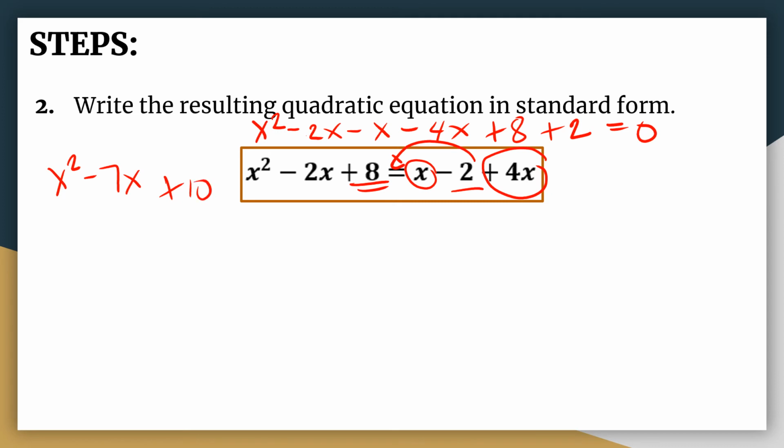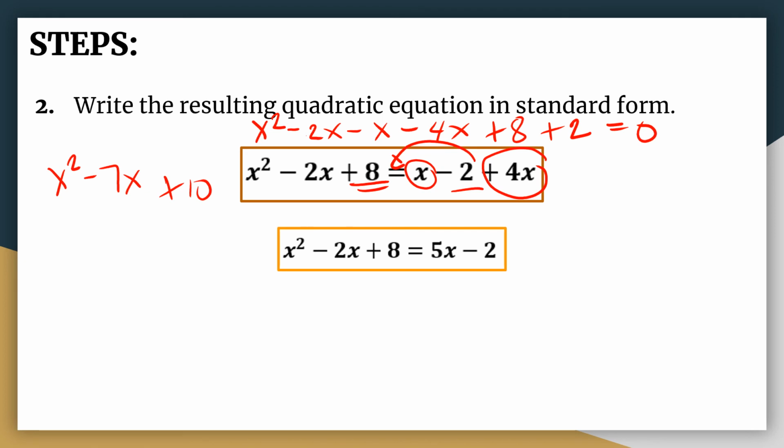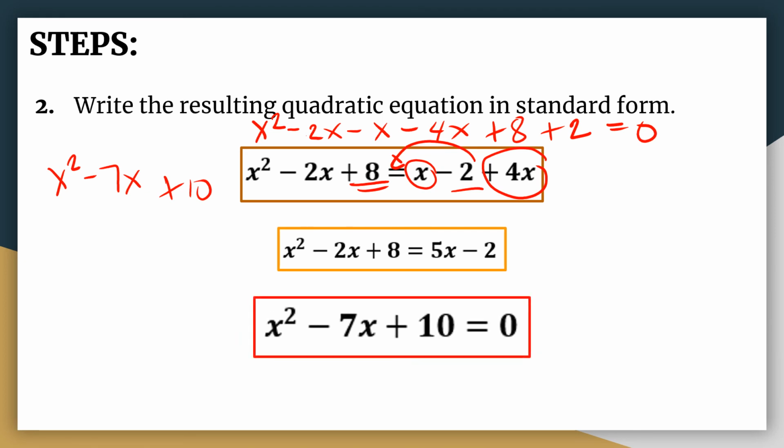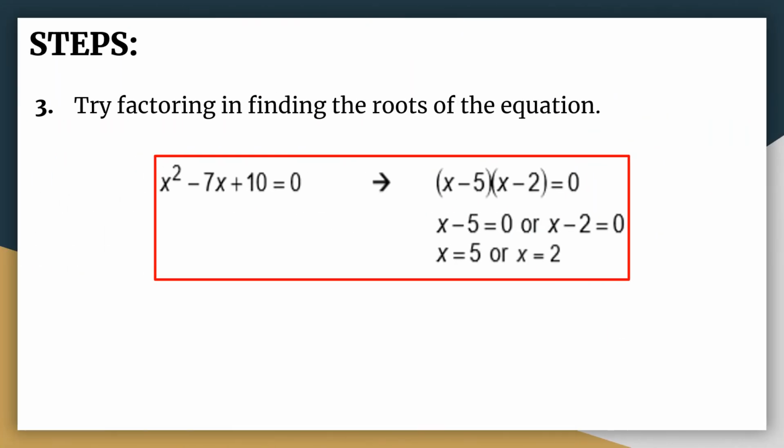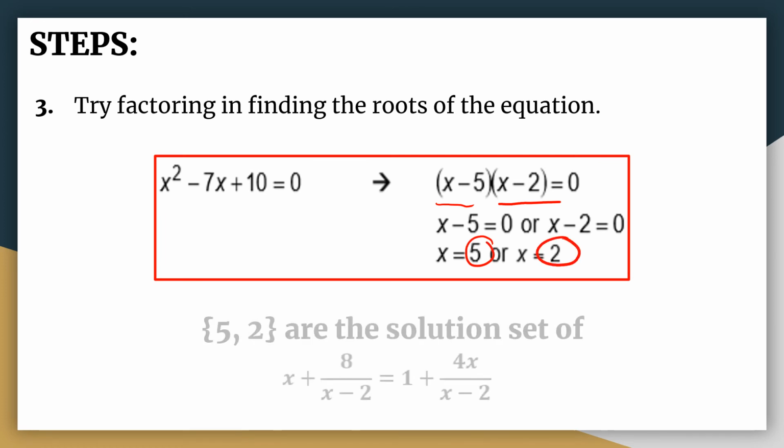So we're going to have the solution x squared minus 7x plus 10 equals 0. Then by factoring, we're going to have x minus 5 times x minus 2. And the roots are 5 and 2. So the roots of our rational algebraic equation are 5 and 2.